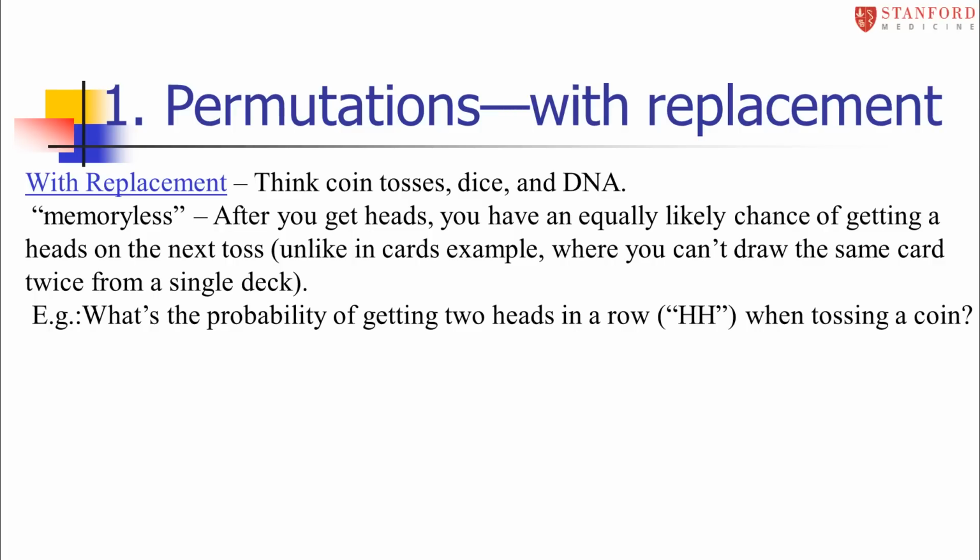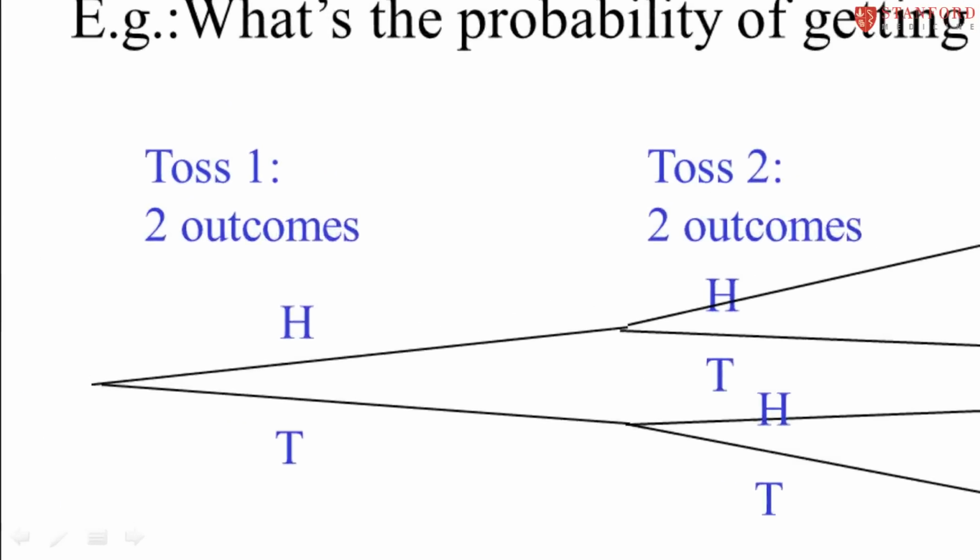So let's start with a simple permutation with replacement problem. What's the probability of getting 2 heads in a row when tossing a coin? There's a number of ways we can solve this, but we're going to do the counting method way. That means, again, we're going to count up all the possible outcomes in the denominator and put in the numerator all the outcomes that fulfill getting 2 heads in a row. And the easiest thing to do here is actually to draw out a tree.